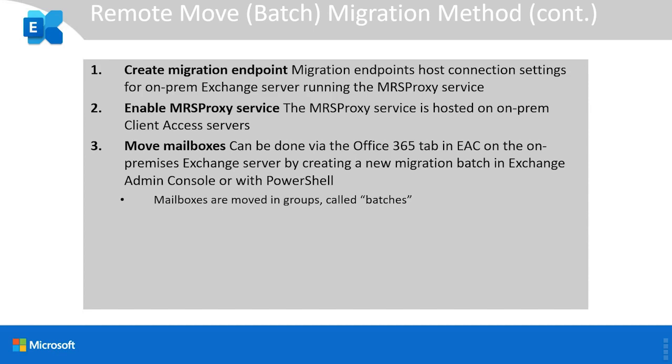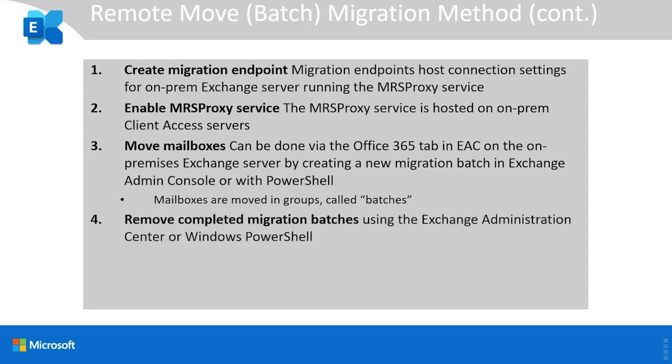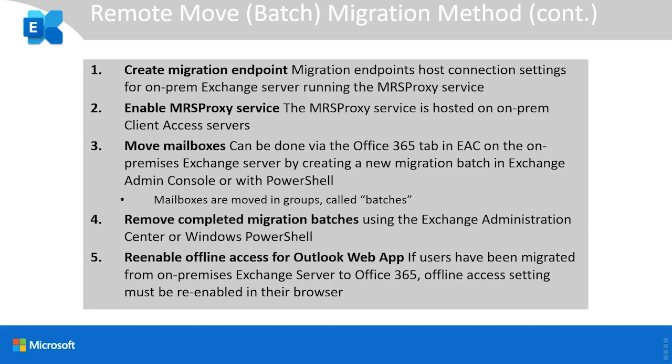Mailboxes are moved in groups called batches. Then remove the completed migration batches using the Exchange Administration Center or Windows PowerShell, and re-enable offline access for the Outlook Web App. If users have been migrated from on-premises Exchange server to Office 365, offline access settings must be re-enabled in their browser.